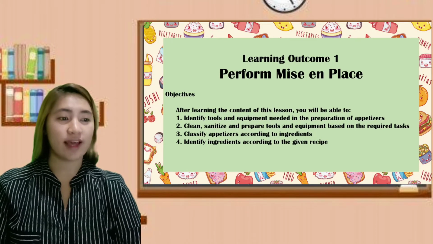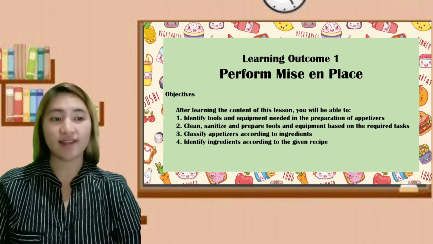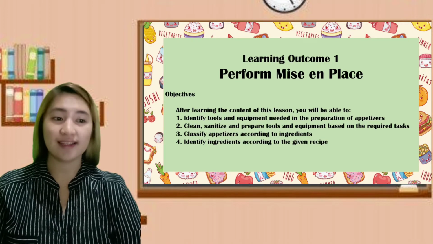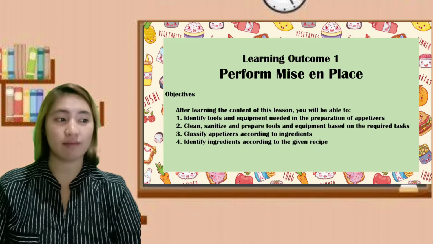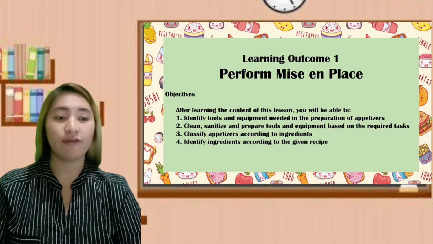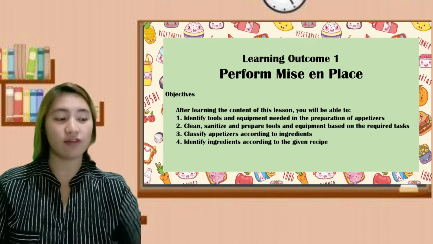So, learning outcome number 1, performance objectives. After learning the content of this lesson, you will be able to: 1. Identify tools and equipment needed in preparation of appetizer. 2. Clean, sanitize, and prepare tools and equipment based on the required tasks. 3. Classify appetizers according to ingredients. And 4. Identify ingredients according to the given recipes.